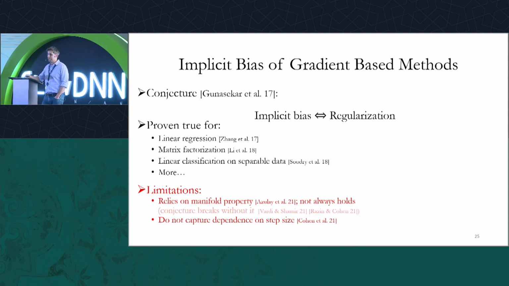For example, for mean square loss, it was shown that to get this to work, you need some manifold property to hold, and it does not always hold. And in some cases, it was shown that it fails. For example, Ohad Shamir and Gal Vardi had a paper, and also Razin, and Nadav Cohen showed this. So this is one issue.